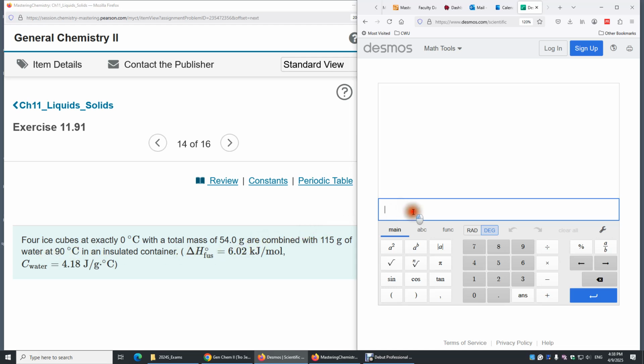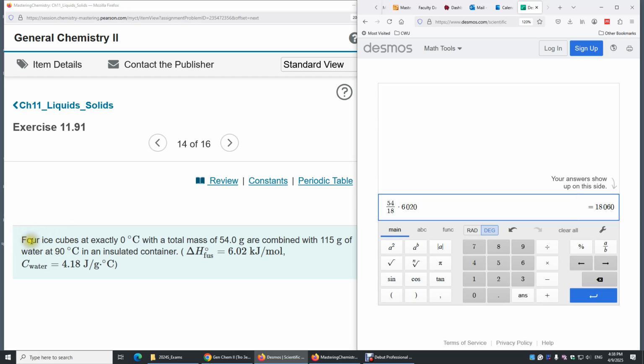So let's set up the equation. The heat gain of the ice cubes, 54 grams divided by the molar mass of water, 18. So we have actually 3 moles of water, and to melt 3 moles of water we need to multiply 3 moles by 6020. We need this much heat, 18,060 joules to just melt the ice. This is how much heat flows into the ice cubes to melt it.